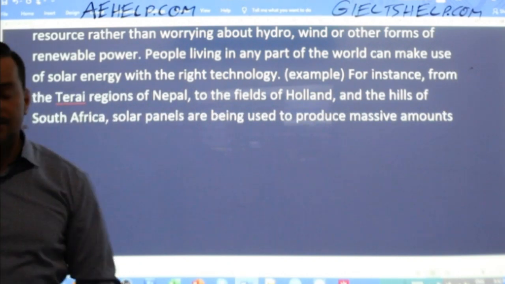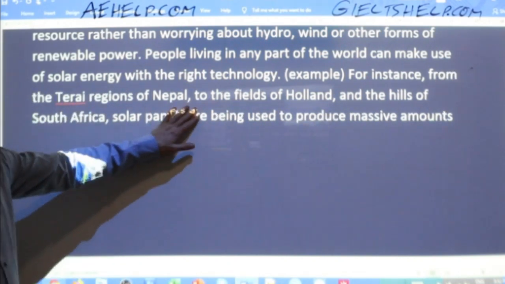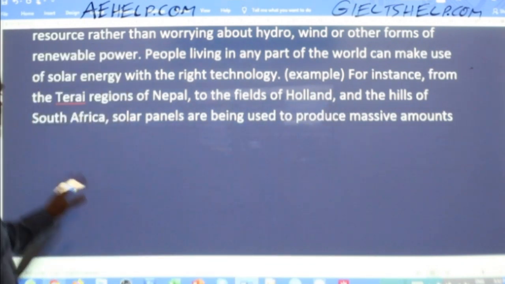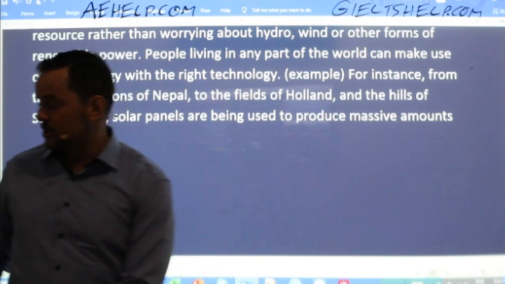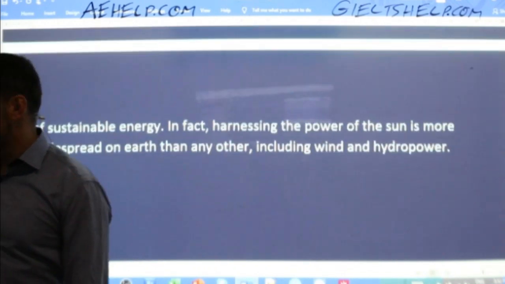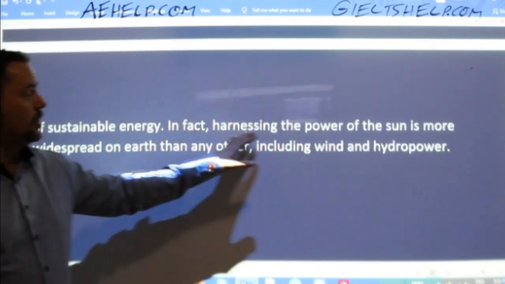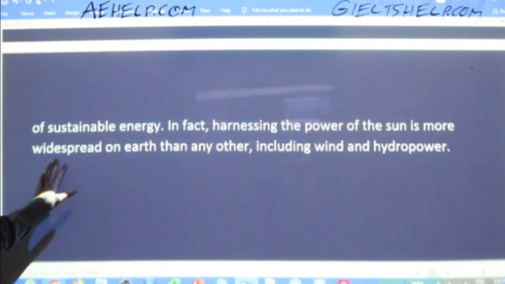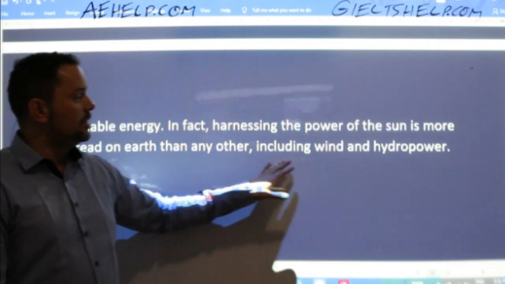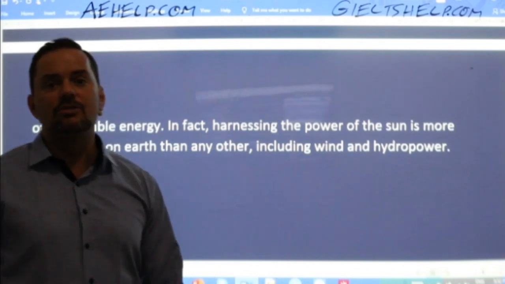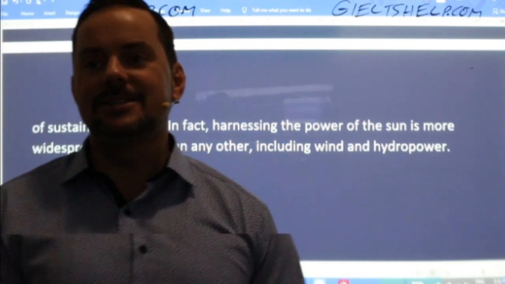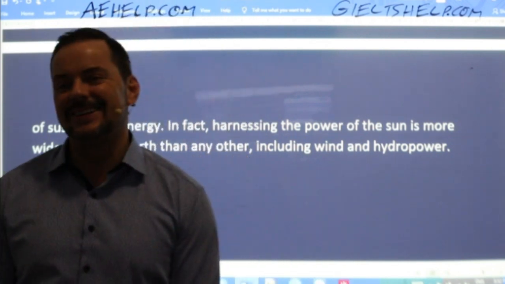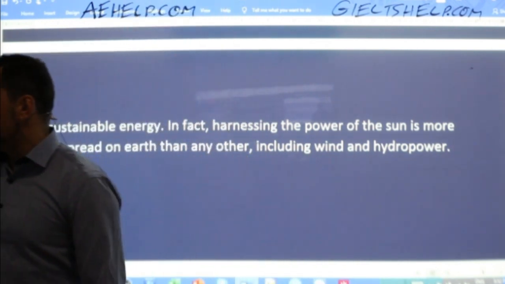from the Terai regions of Nepal to the fields of Holland and the hills of South Africa, solar panels are being used to produce massive amounts of sustainable energy. In fact, harnessing the power of the sun is more widespread on Earth than any other, including wind and hydro power. Okay? Pachu says, thanks, I live in the Terai region of Nepal. Sure. All right, so far so good.